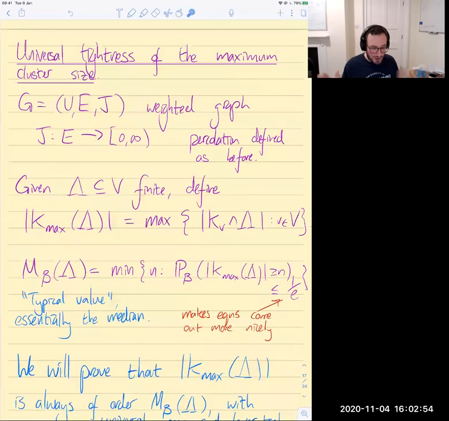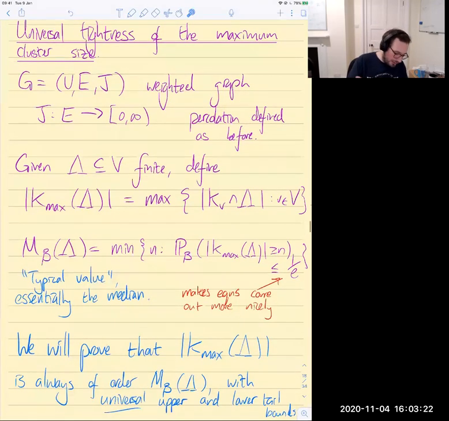So I'll just suppose I have an arbitrary weighted graph. This function j is doing the same thing as before. I have some graph, some edges, this function giving them a weight, and then percolation is defined as before. For each edge e, I have a parameter beta, and I include the edge e with probability 1 minus e to the minus beta j of e. Now, my graph could be finite or infinite, I don't mind.